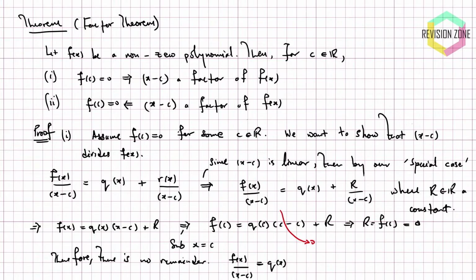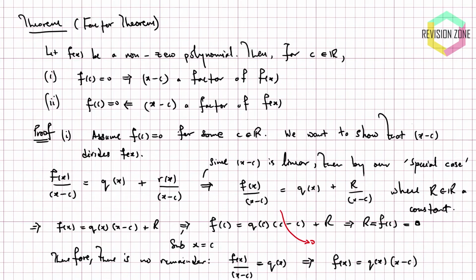And of course, there's going to be a plus 0 over x minus c, but that's precisely the point, that because the numerator is 0, we actually have nothing there at all. So we can just get rid of that. So, of course, now we say that f of x equals q of x times x minus c, which means x minus c perfectly divides f of x, right? Because we can write it as a product of two things.